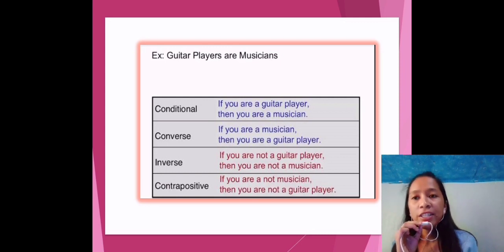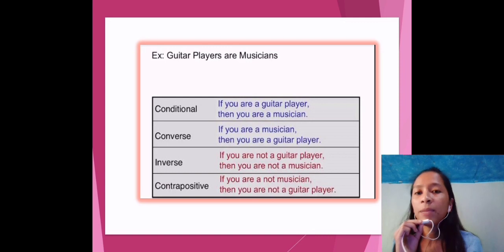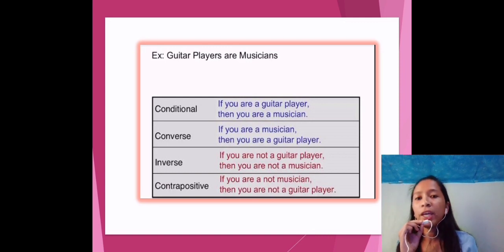Guitar players are musicians. Magiging conditional statement natin is if you are a guitar player, which is the hypothesis, then you are a musician, which is the conclusion. So, if you are a guitar player, then you are a musician. So, ang magiging converse natin, ulitin yung hypothesis and conclusion. Magiging, if you are a musician, then you are a guitar player.